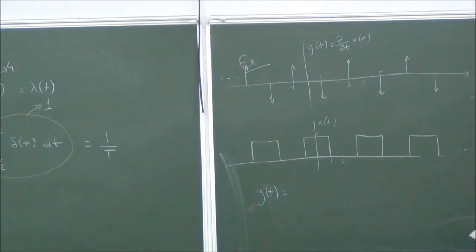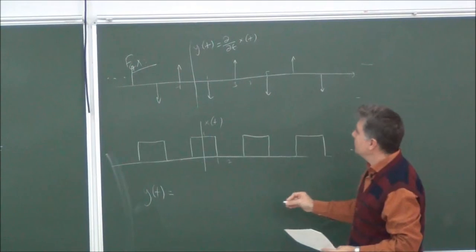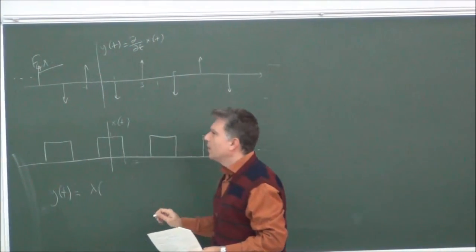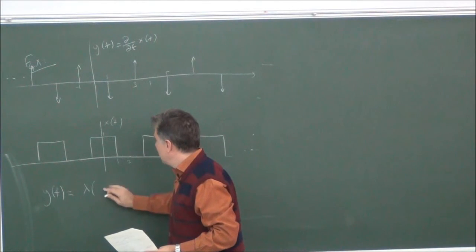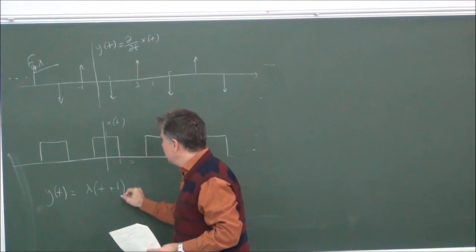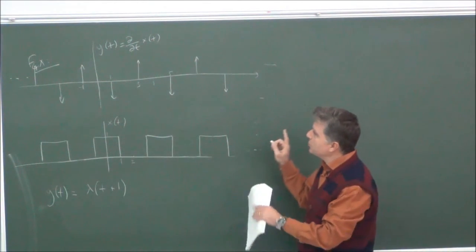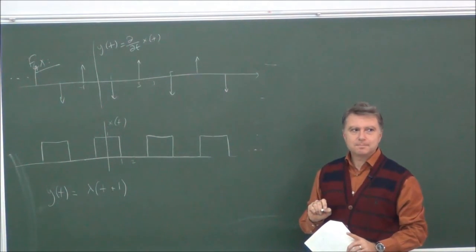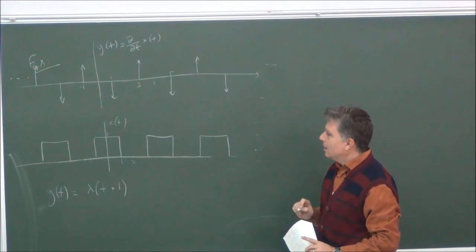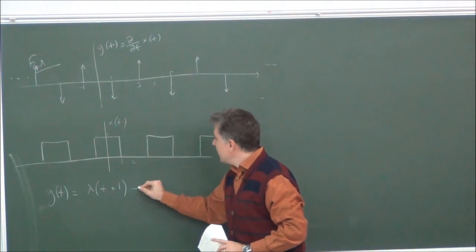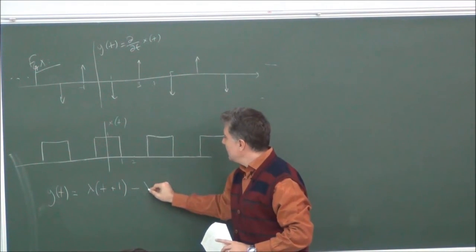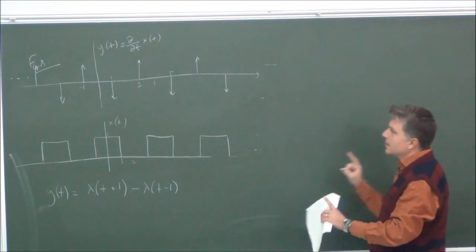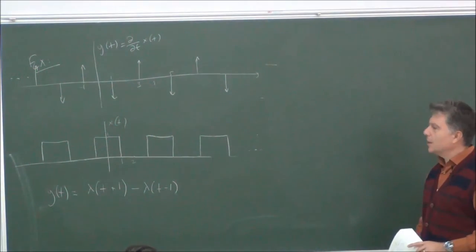Then I can write y of t in terms of lambda of t like this. It's equal to lambda of t plus 1, which is the shifted version of the impulse train to the left by 1. And minus, yeah, because they are negative, the others are lambda of t minus 1. The others are shifted to the right and pointing downwards.